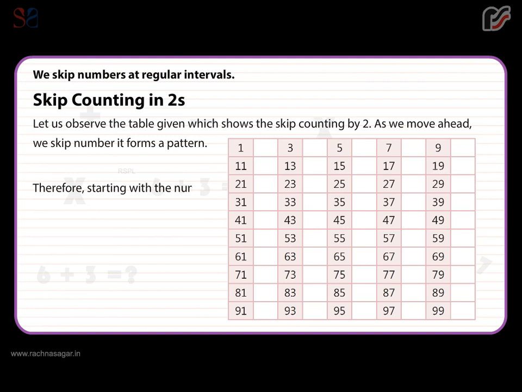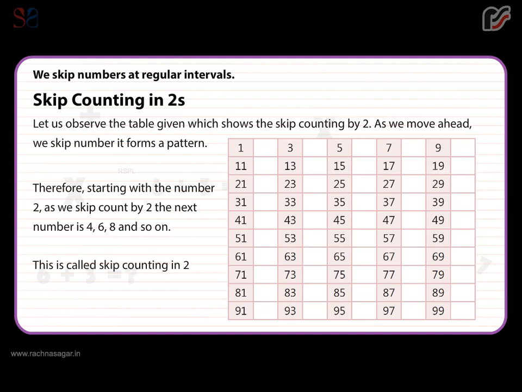Therefore, starting with the number 2, as we skip count by 2, the next number is 4, 6, 8, and so on. This is called skip counting in twos because we skip on to the second number at regular intervals.